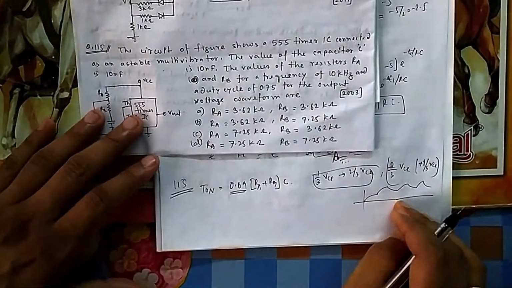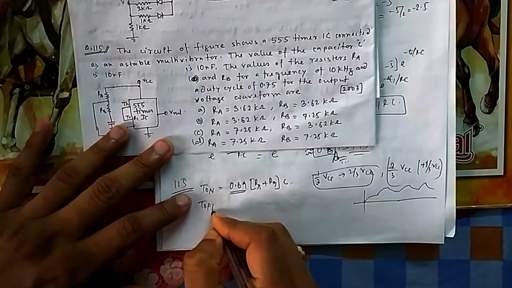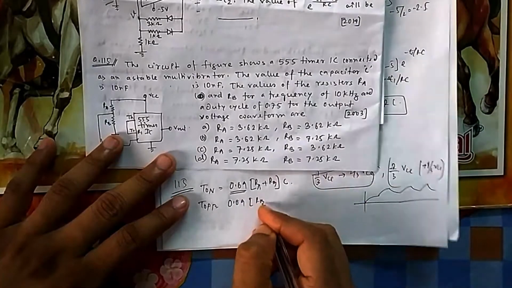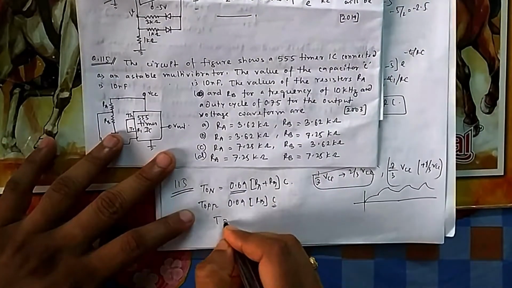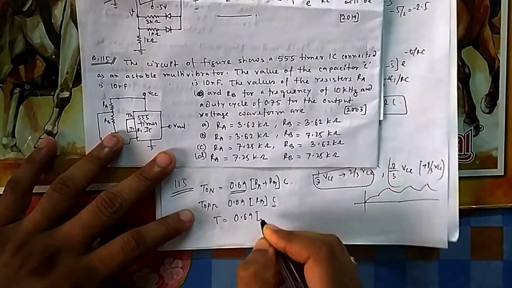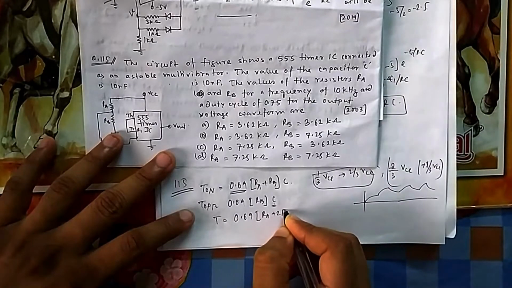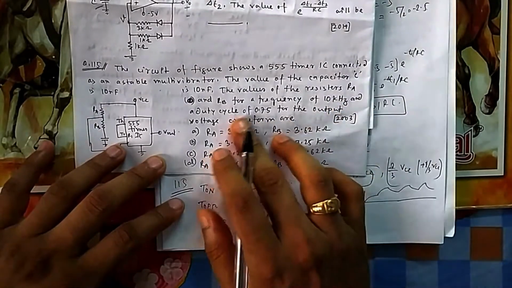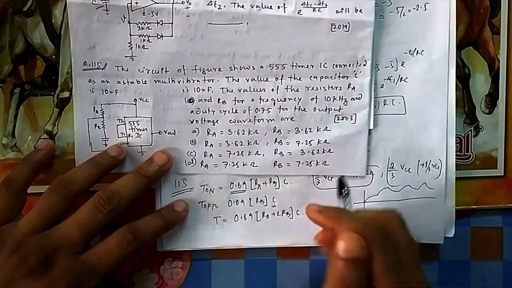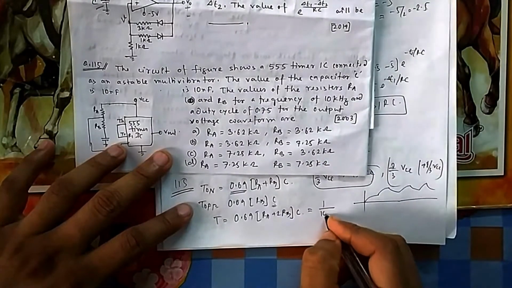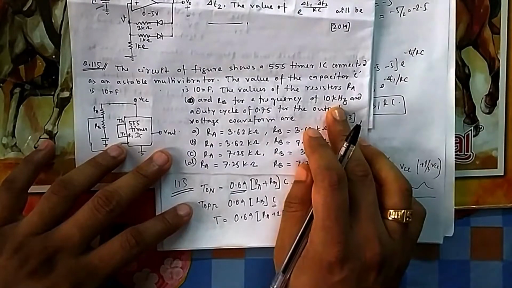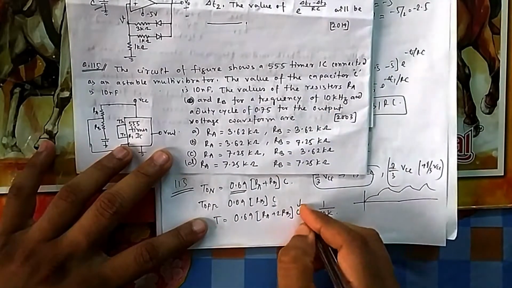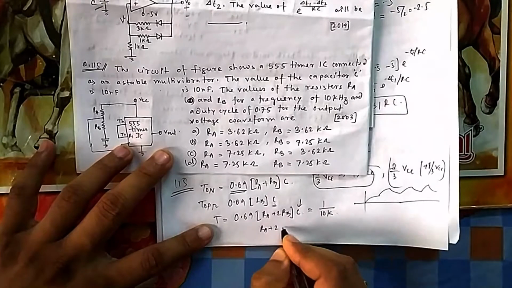So I am not doing that one. In the case of T off, it goes only through RB, so it is again 0.69 RB into C. So what is your time period? The time period becomes 0.69 (RA plus 2 RB) into C. Here they have given the frequency equal to 10 kilohertz, which means the time period is 1/10 k, because time period is 1/f. C is also given, so you will find the equation for RA plus 2 RB.